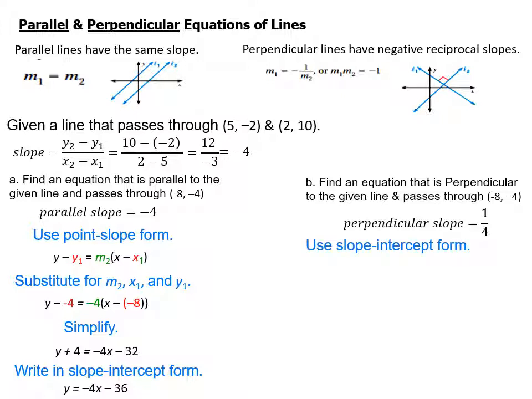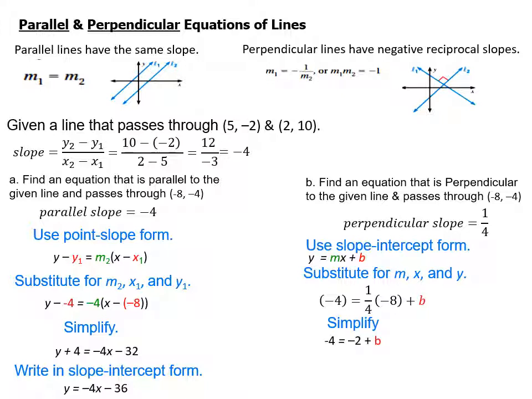We could have also used the slope-intercept form, which is y equals mx plus b, and we plug in m, x, and y so that b is the only one left. Simplify, gives us negative 4 equals negative 2 plus b. Solve for b, which gives us negative 2 equals b, and then write it in slope-intercept form. So y equals 1/4 x minus 2.